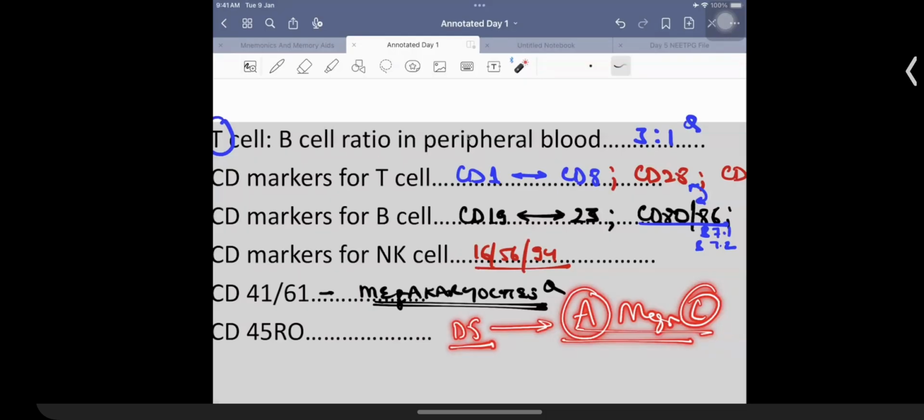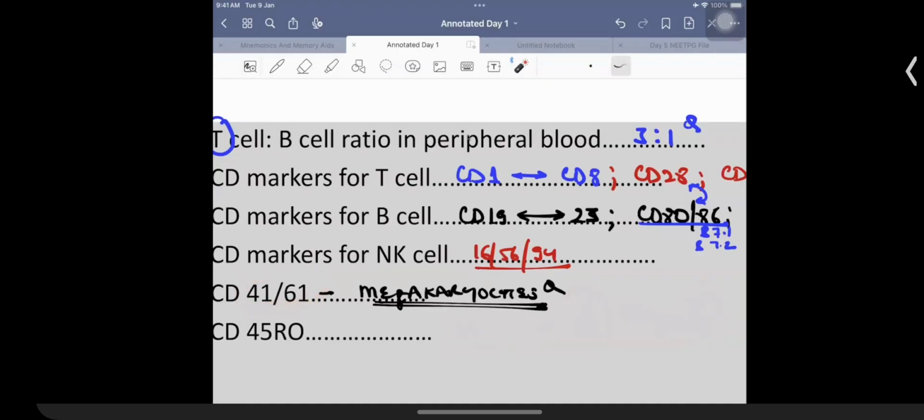So if I ask you a question, how will I detect the presence of an acute megakaryocytic leukemia in a patient having Down syndrome? This is what you will remember as an answer, CD41 and CD61, right? The next thing that you need to remember over here is CD45RO. CD45RO is a marker for memory cell.